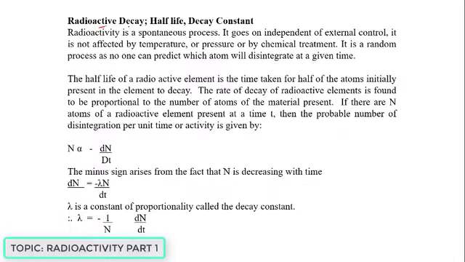Alright, let's talk about what we mean by radioactive decay, the half-life of a radioactive material, and its decay constant. Now, I'd like to get this point across that radioactivity is a spontaneous process. And when we say it is a spontaneous process, we mean it is independent of external control. In other words, it is not affected by physical factors such as temperature, pressure, or by any chemical treatment. It is purely a random process, as nobody can predict which atom will disintegrate at any given point in time.